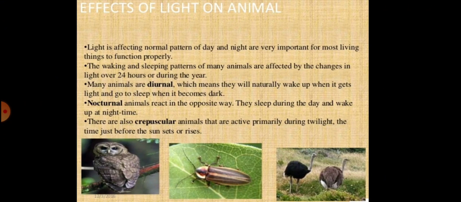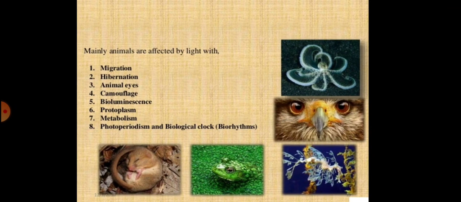There are many effects of light on the animals. Light affects divergent aspects of animals' life. It influences cellular metabolism, growth, pigmentation, locomotion, reproduction, ontogenic development, and also controls the periodicity and biological clock of the animals. Some of its significant effects we can discuss here. Many animals are affected by light with migration, hibernation, animal eyes, camouflage, bioluminescence, protoplasm, metabolism, and photoperiodism and biological clock.